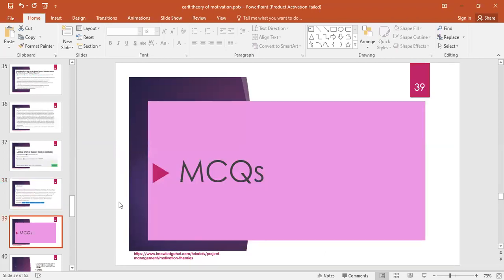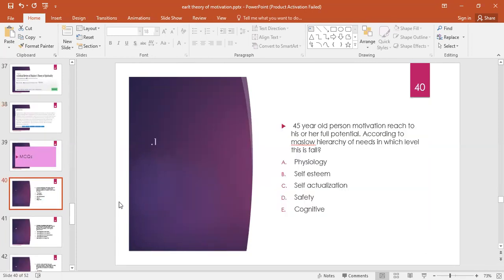Now it's time for the MCQ session. A 45-year-old person has reached his or her full potential according to Maslow's hierarchy of needs. In which level does this fall? Physiological needs, self-esteem, self-actualization, safety, or cognitive? Self-actualization. Yes, the answer is correct. C, self-actualization.